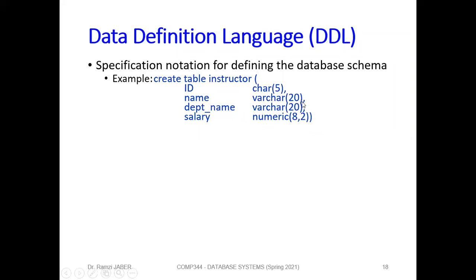Comma, department name, varchar 20, comma, salary, it's a number. Numeric in database SQL is a float number. There is no float in database SQL, the word float is not used. Numeric.